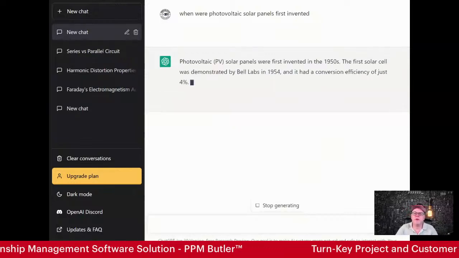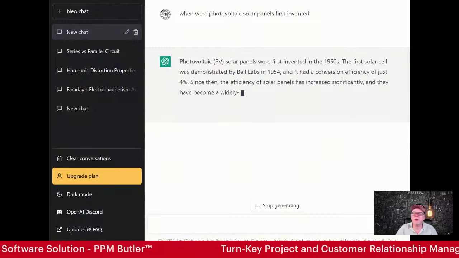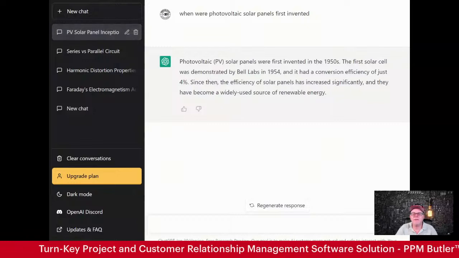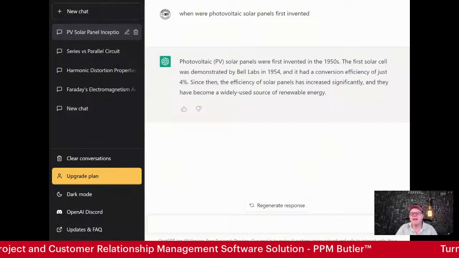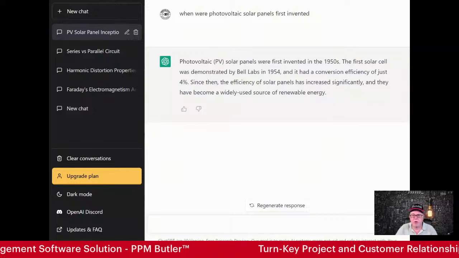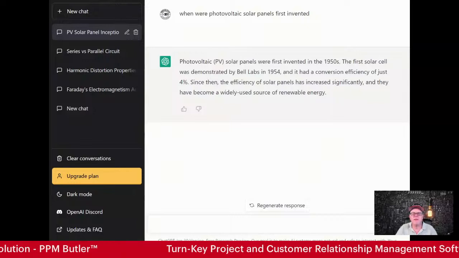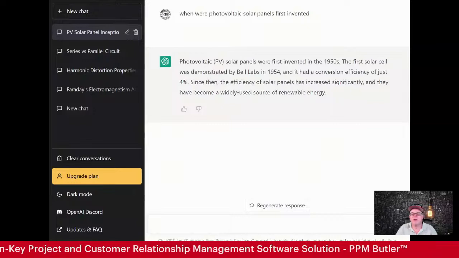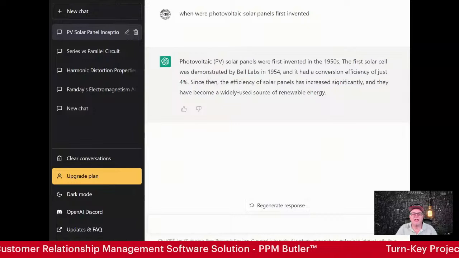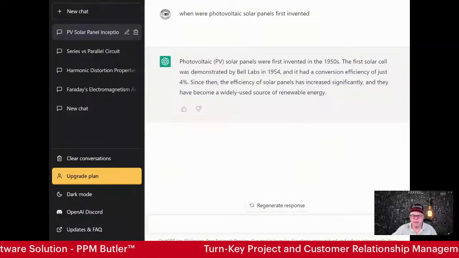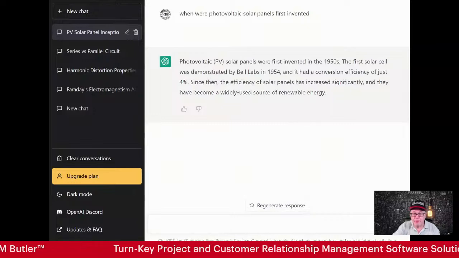Photovoltaic solar panels were first invented in the 1950s. The first solar cell was demonstrated by Bell Labs in 1954, and it had a conversion efficiency of just 4%. Well, that's crap. We've come a long way since then. Since then, the efficiency of solar panels has increased significantly, and they have become a widely used source of renewable energy.